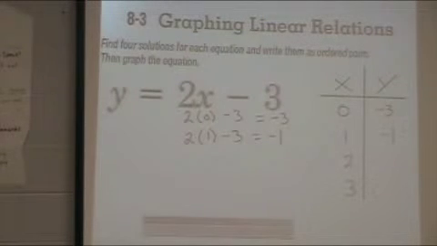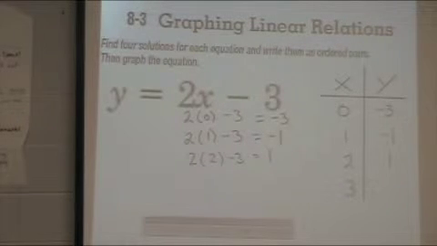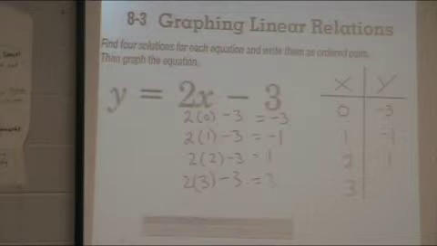Okay? Here I've got 2 times 2 minus 3, which equals 1, because 2 times 2 is 4, minus 3 is 1. And lastly, I've got 2 times 3 minus 3. So that's 2 times 3 is 6, minus 3 is 3. So my point is (3, 3).